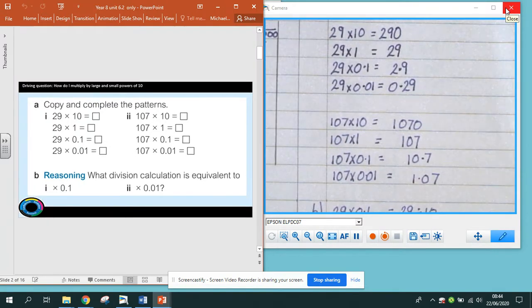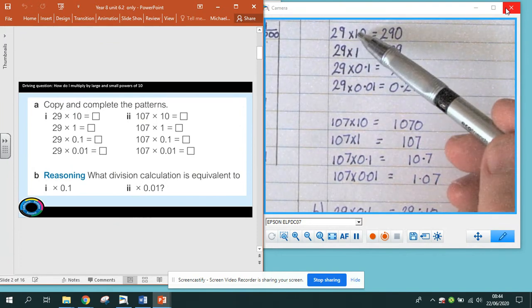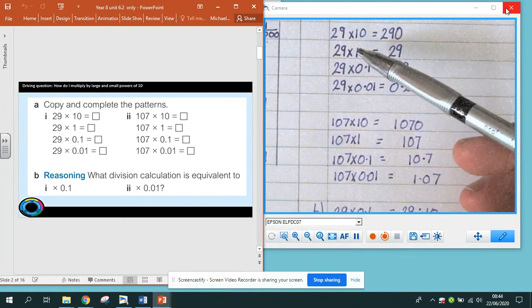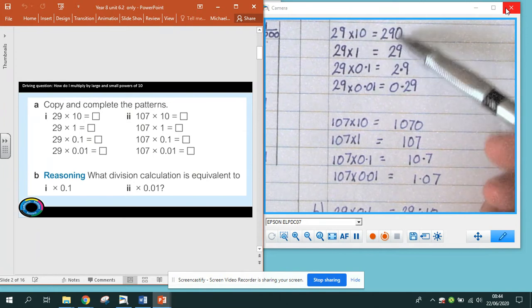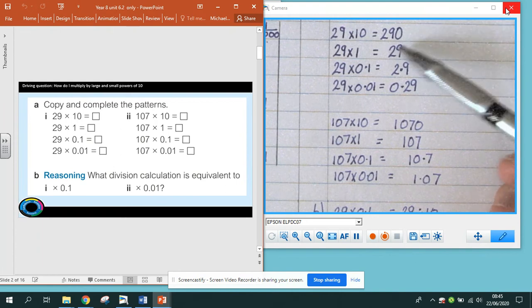Okay, so obviously 29 times 10, the way we multiply a number by 10 is we move the numbers one place to the left and add a 0 to fill in the ones column that now is empty. And then 29 times 1 is obviously 29.